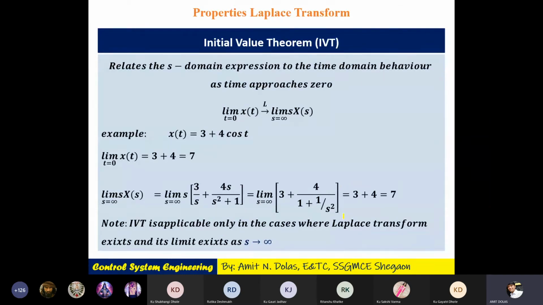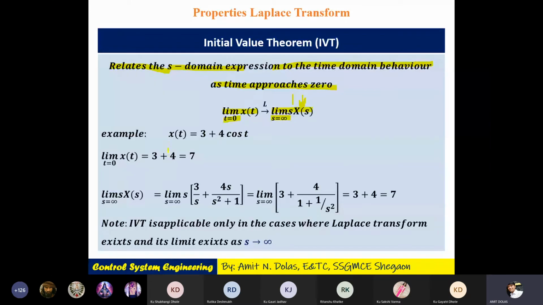Along with this, there are the initial value theorem and the final value theorem. We'll be using these theorems while solving problems, of course. The initial value theorem relates the s domain expression to the time domain behavior as time approaches 0. So you can see, the limit as t tends to 0 of x of t is equal to the limit as s tends to infinity of s into x of s.